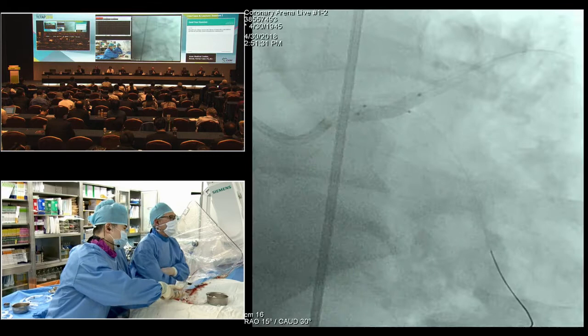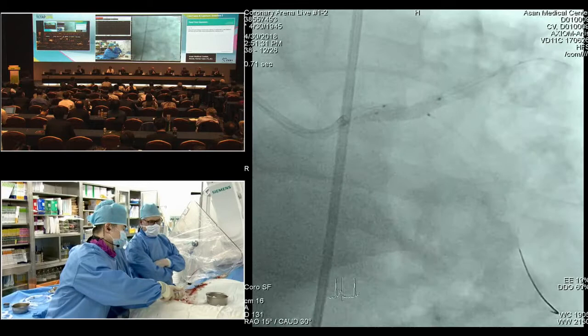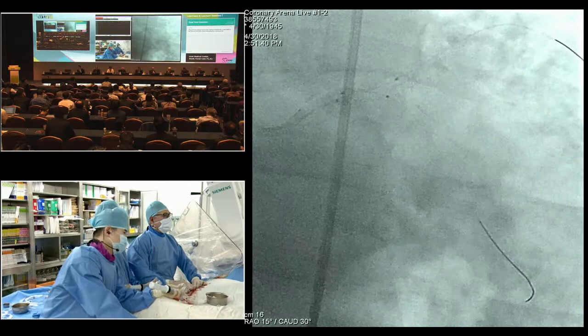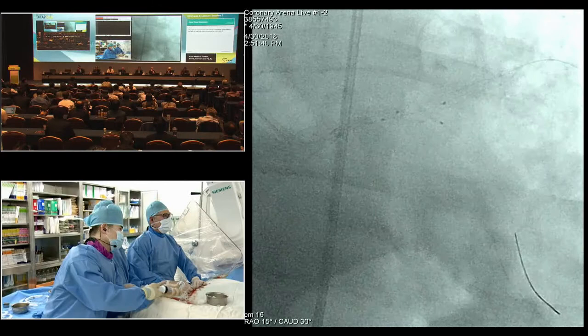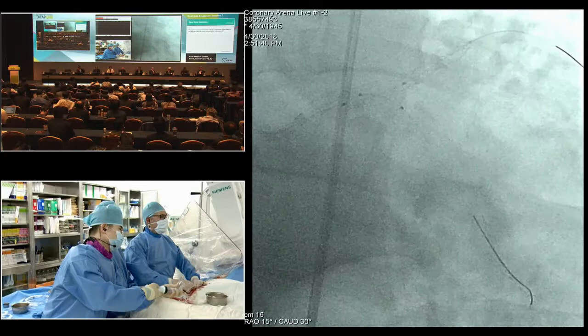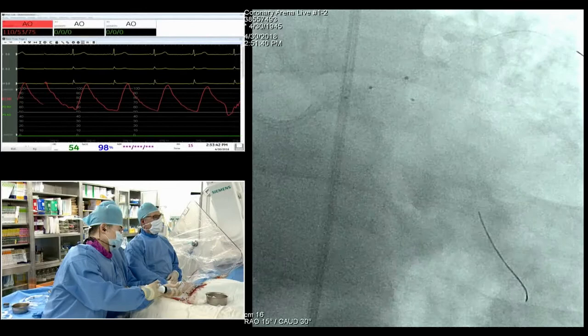Okay, so we have a very good expansion of the balloon. Okay, off. Now we'll do the kissing by inflation. In order to avoid the ovalization of the stent, I just put the two balloons only in the polygon of confluence, to make a test.